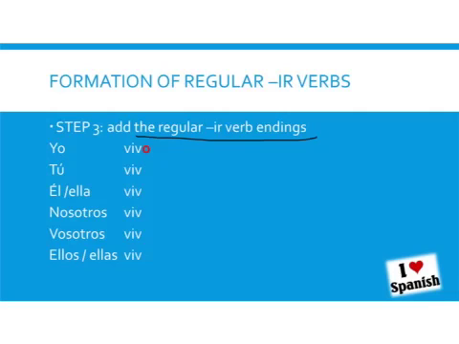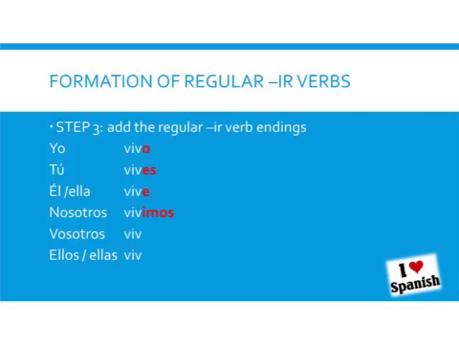When we want to say I live, the ending letter we add onto our stem is O, vivo. If we want to say you live, the regular IR verb ending letters we add are es, vives. To say he lives or she lives, the regular IR verb ending letter is e. In other words, vive.